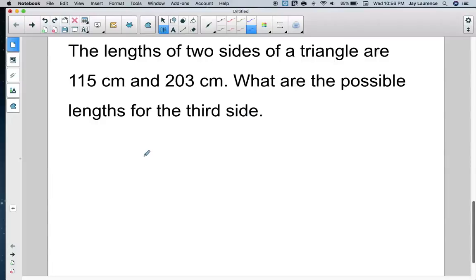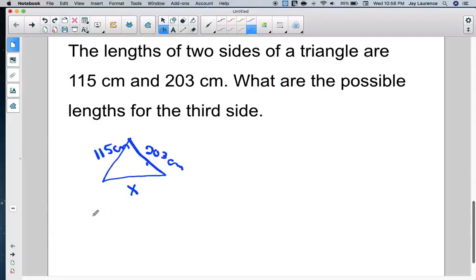Okay, here comes my solution. Again, if you haven't tried it on your own, pause the video and try it. First thing I'm going to do is draw a triangle. And again, it doesn't matter what type of triangle. I'm going to label this 115 centimeters. I'm going to label this 203 centimeters. And this is going to be unknown. All right, so it's time to write my three inequalities.